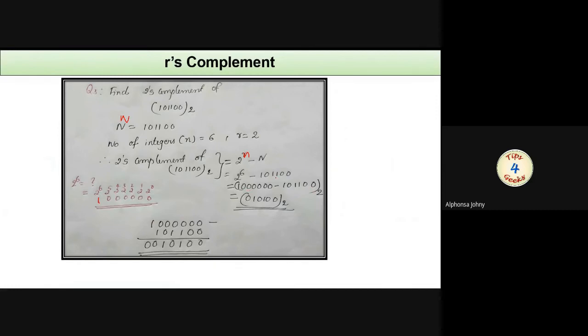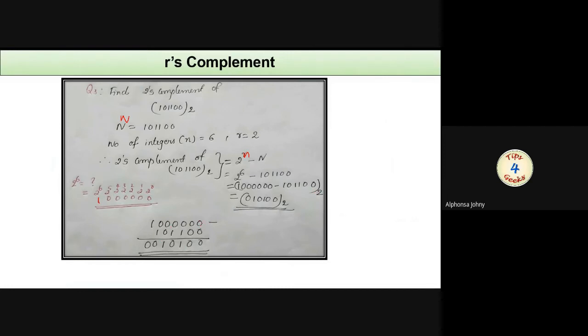This is a binary subtraction. I have done it here for your reference. When we perform the binary subtraction, we will get the result as 0, 1, 0, 1, 0, 0 to the base 2. Please don't do this subtraction in the way of decimal numbers. This is not a decimal number. Clearly, its base is 2. So we have to perform binary subtraction.